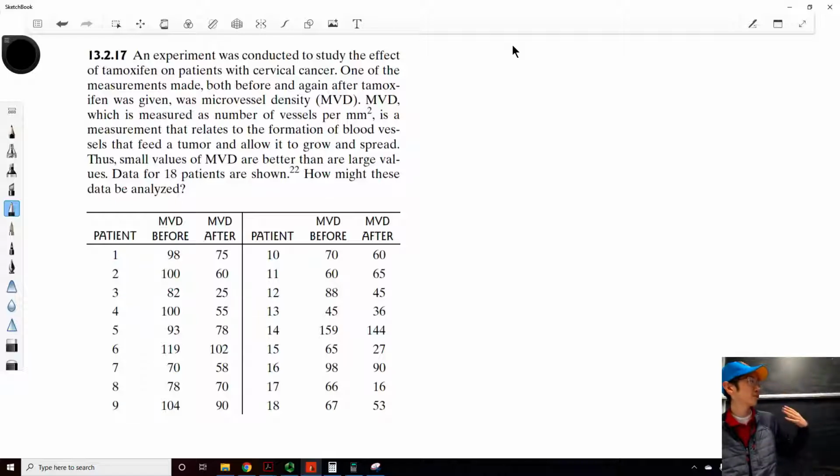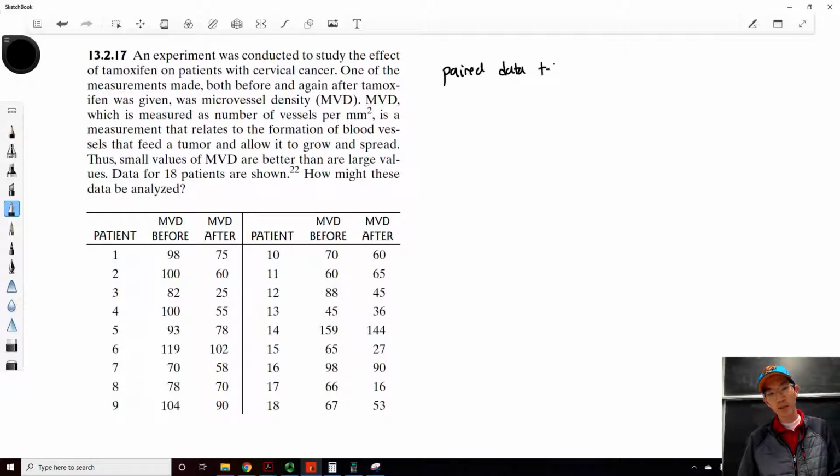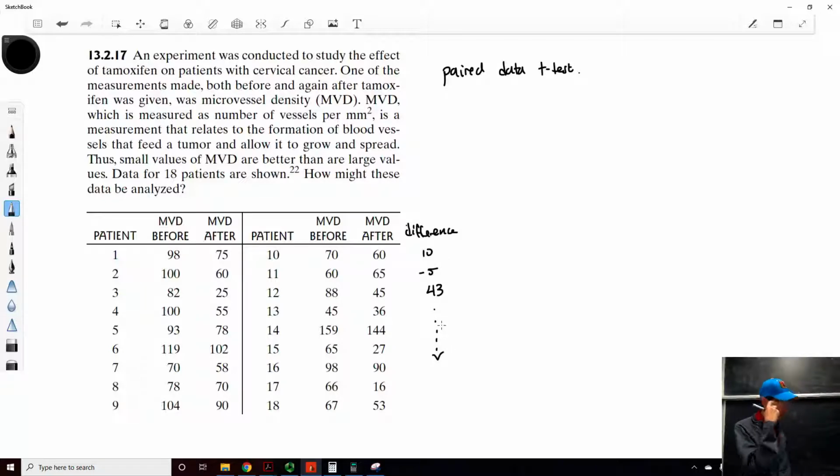So what test would we apply here? Paired data t-test, right? And for that, we would need to calculate a difference column. This would be before minus after, and so on. You have to do that for all of the patients.